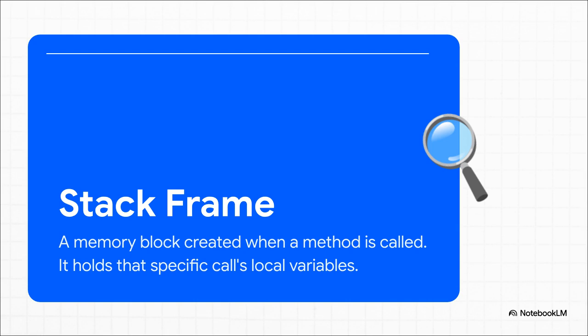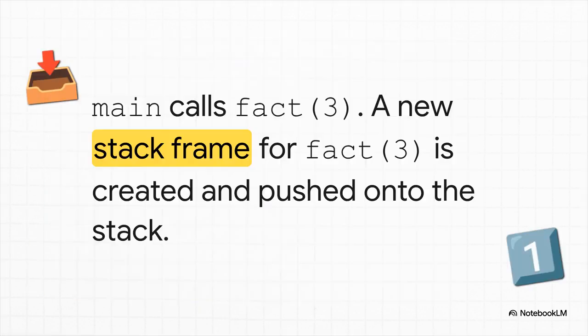Every single time a method is called in Java, a new box, they call it a stack frame, gets put right on top of the pile. And this box holds all the local variables and parameters for that one specific call. Let's watch this happen with our factorial example. Our main method calls fact of 3. Bam, Java puts a new stack frame for fact of 3 right on the stack.